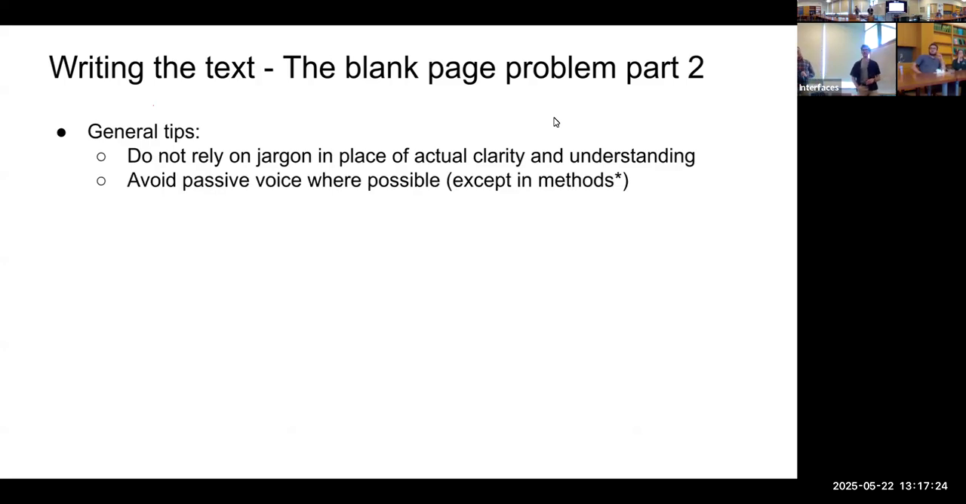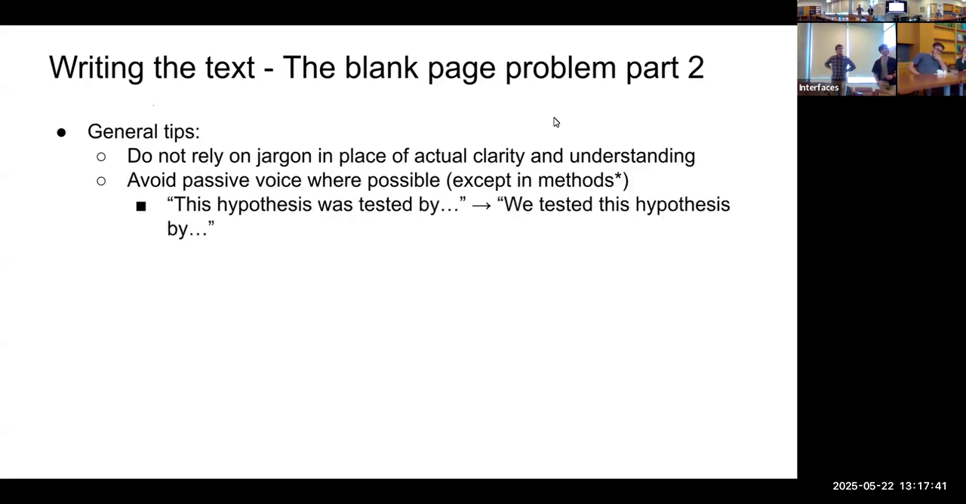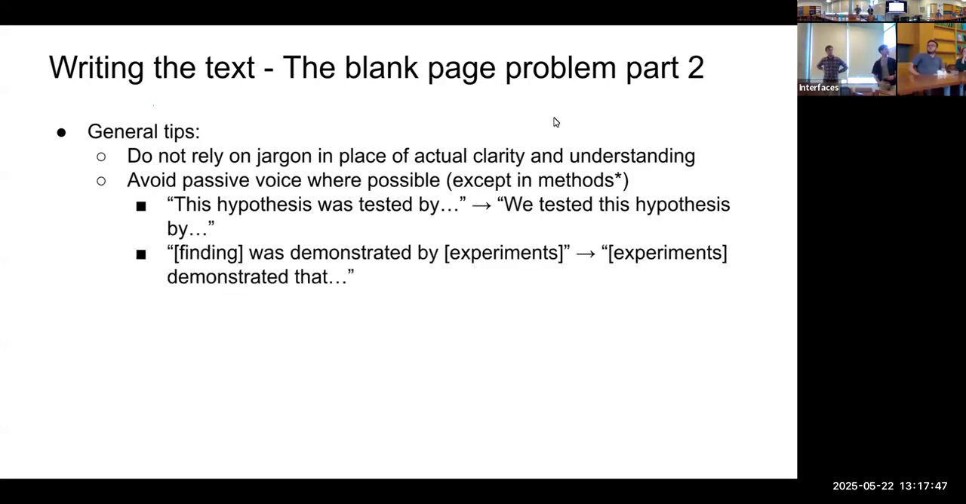Try to avoid passive voice where possible. This can be very hard in science, and people have different philosophies about how they like to write, especially how they like to write in methods. I will always err on the side of using "we did this, we did that," rather than saying "the experiment was done in this way." And we have some examples of "this hypothesis was tested by" versus "we tested this hypothesis," and so on and so forth.